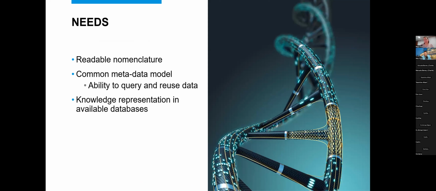So some of the needs that we've defined here are we need to have readable nomenclature, a common data model where we can query and reuse data for CNVs, SVs, and complex data, and knowledge representation, all things that have potential that we haven't yet achieved.